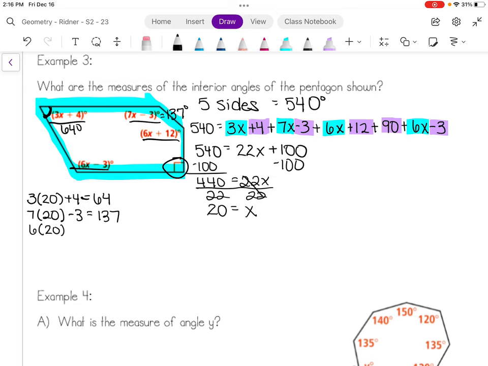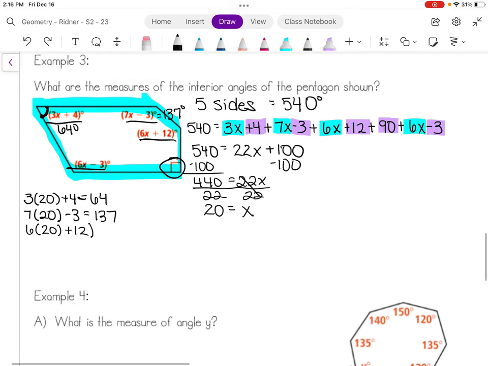6 times 20 plus 12 is 132. We already know that one. That one's 90. And then the last one, 6 times 20 minus 3 is 117. All right, phew, that was a lot, but we got it.